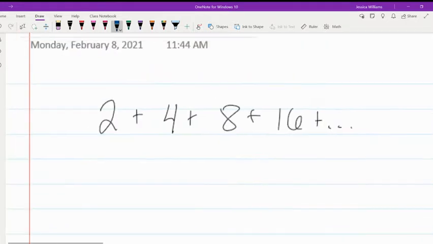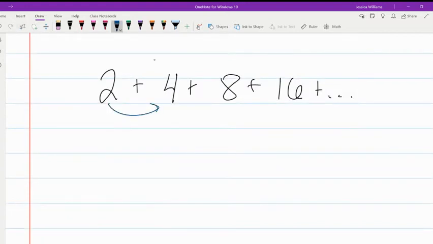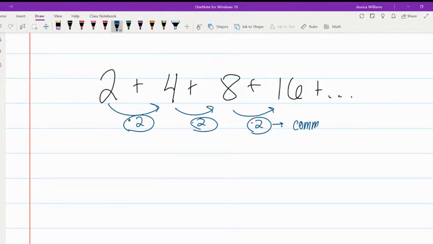So if you remember from last week, a series is just a sum of numbers. So here I have a list of numbers with plus signs between them. Now it's a series. This happens to be a geometric series because the pattern that I see to move between terms is that we are multiplying by 2. That makes it geometric. If you are multiplying by the same value to move between terms, it's called geometric. This value that you're multiplying by is called the common ratio, and we use the letter R to talk about common ratio.